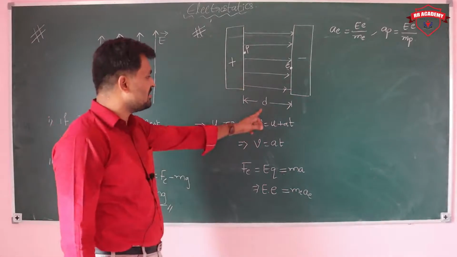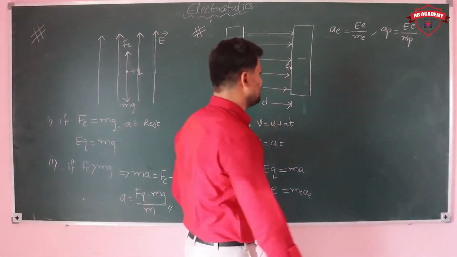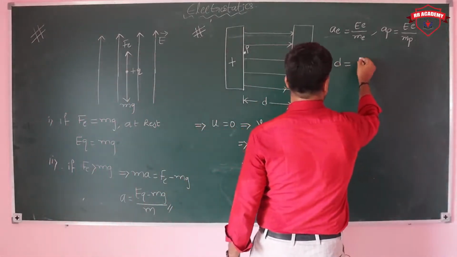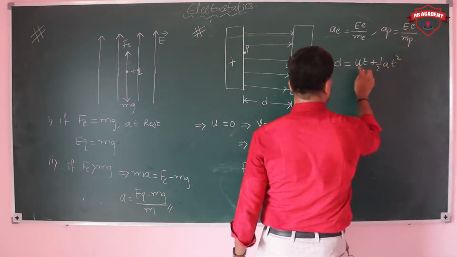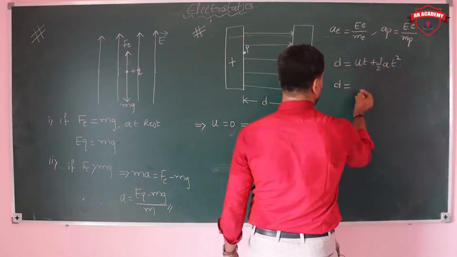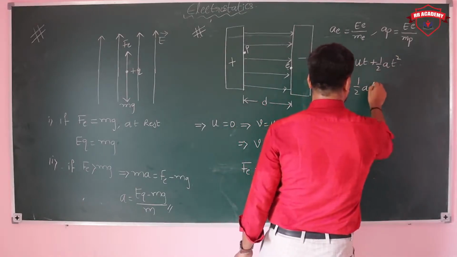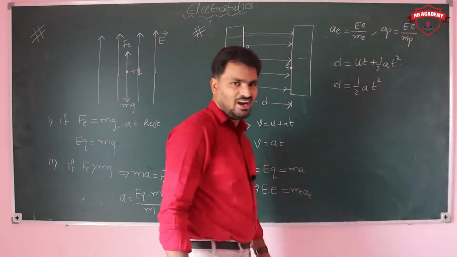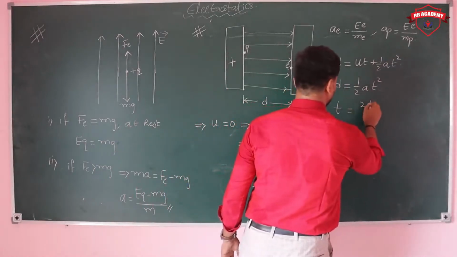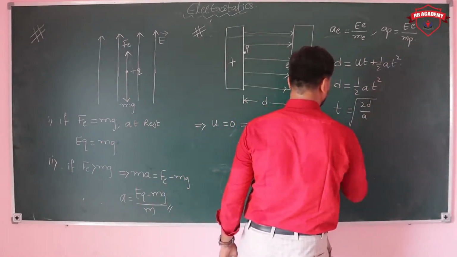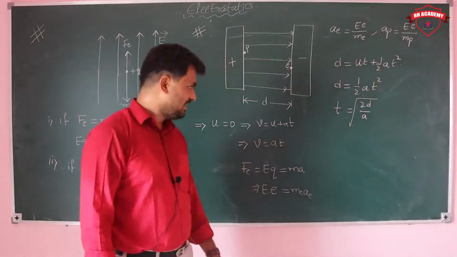And how much distance do they travel? Distance d. The distance traveled by them is d is equal to ut plus half at square, but u is 0, so d is equal to half at square. Then t is equal to the square root of 2d upon a.